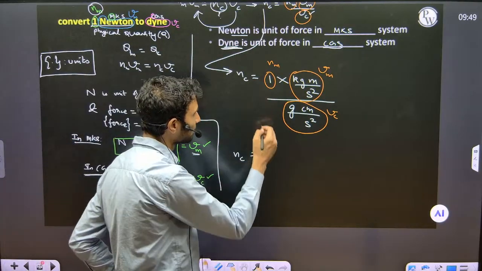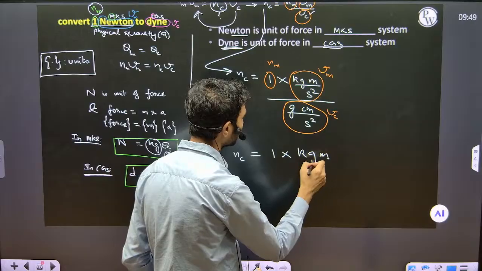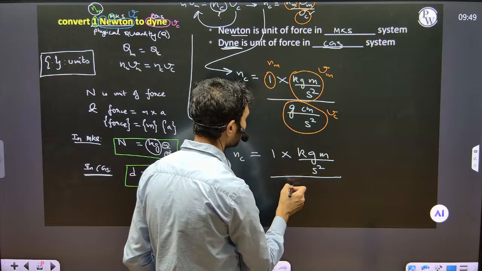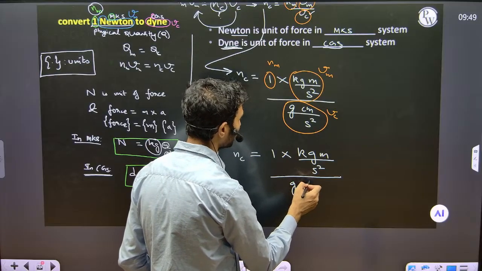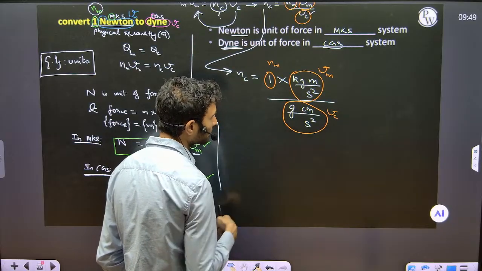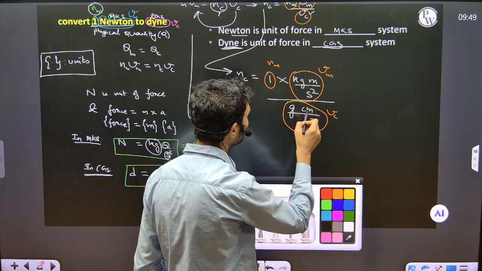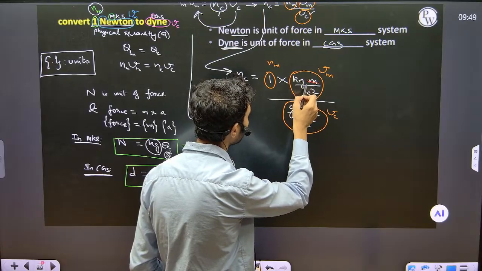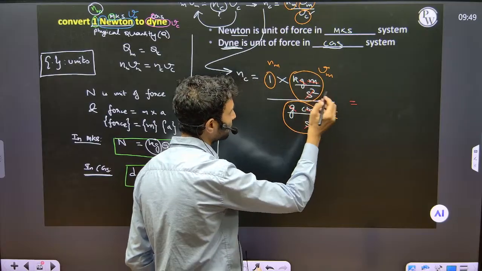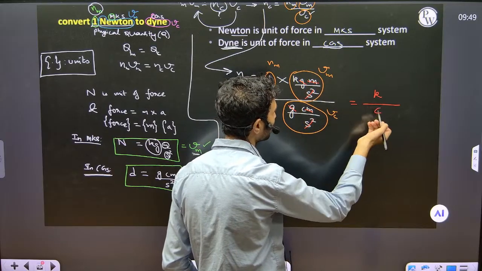So NC will be 1 into kg meter divided by second square whole divided by gram. It's already there, right? I can just use that. So let's do the cancellations. Anything getting cancelled? Yes. Meter, meter, gram, gram, second square, and it all turns out what is left is k divided by c. That's it. K by c, right?